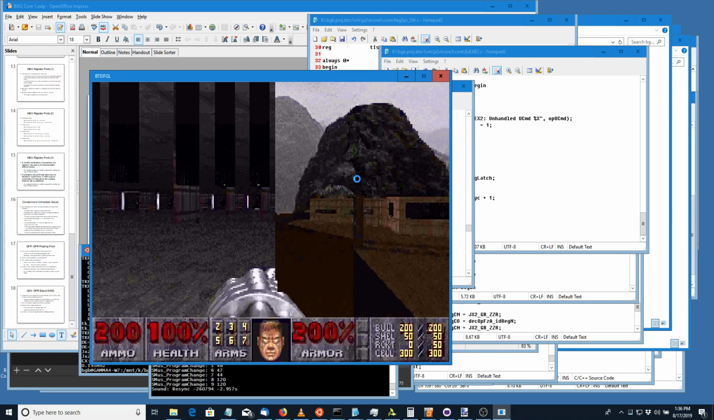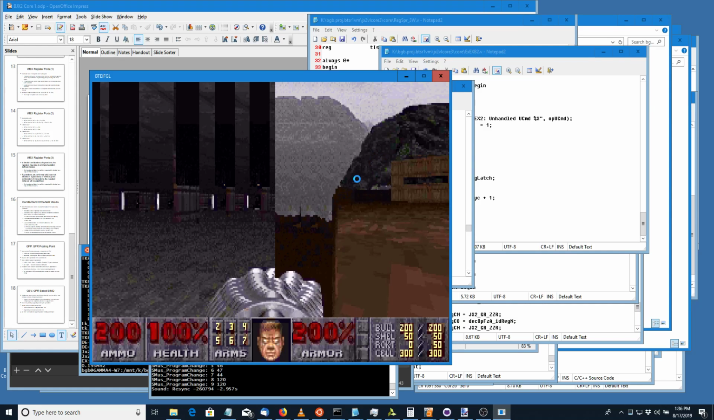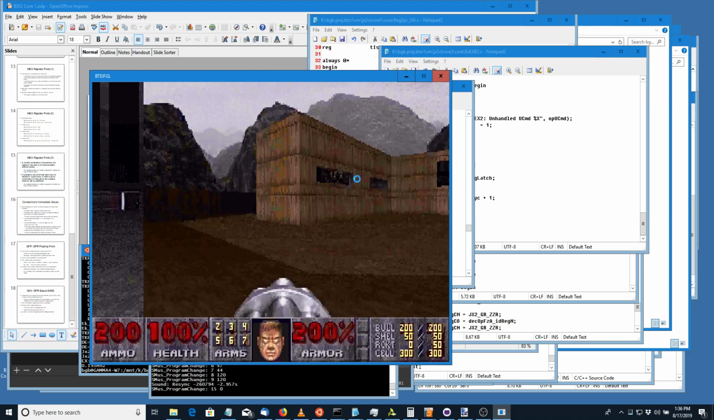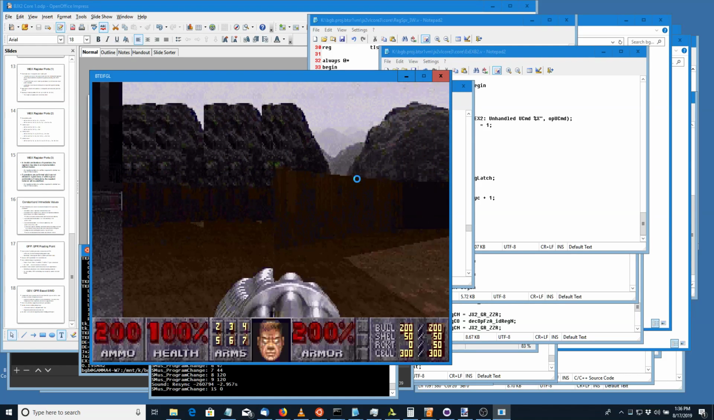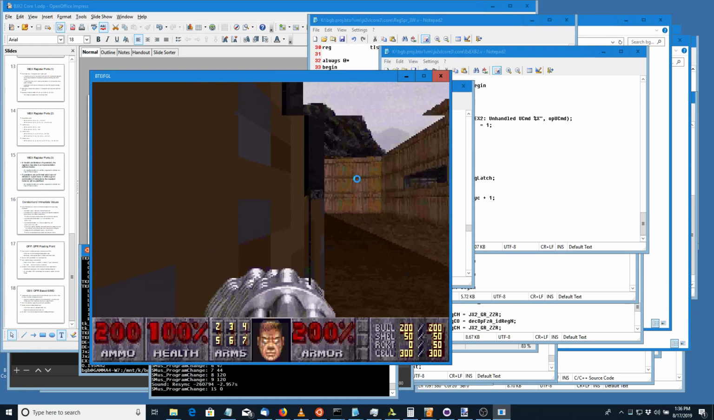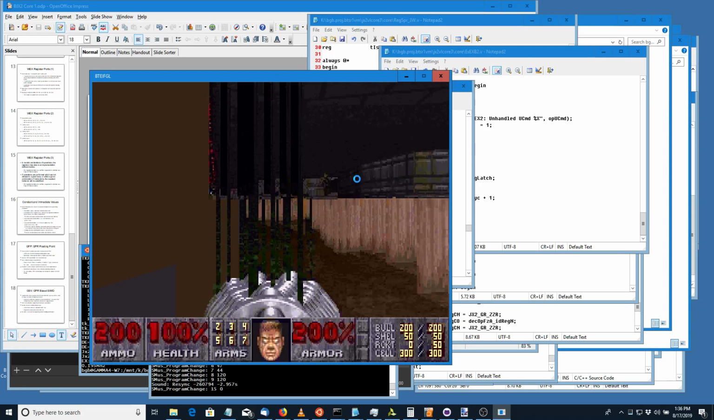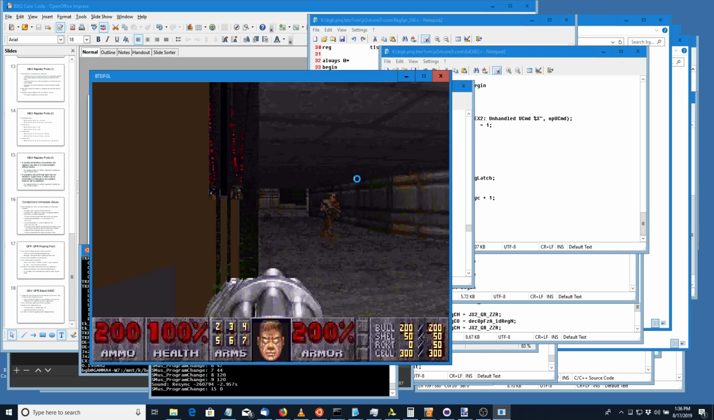Similarly, the emulator also tries to roughly approximate things like cache behavior and similar as well.